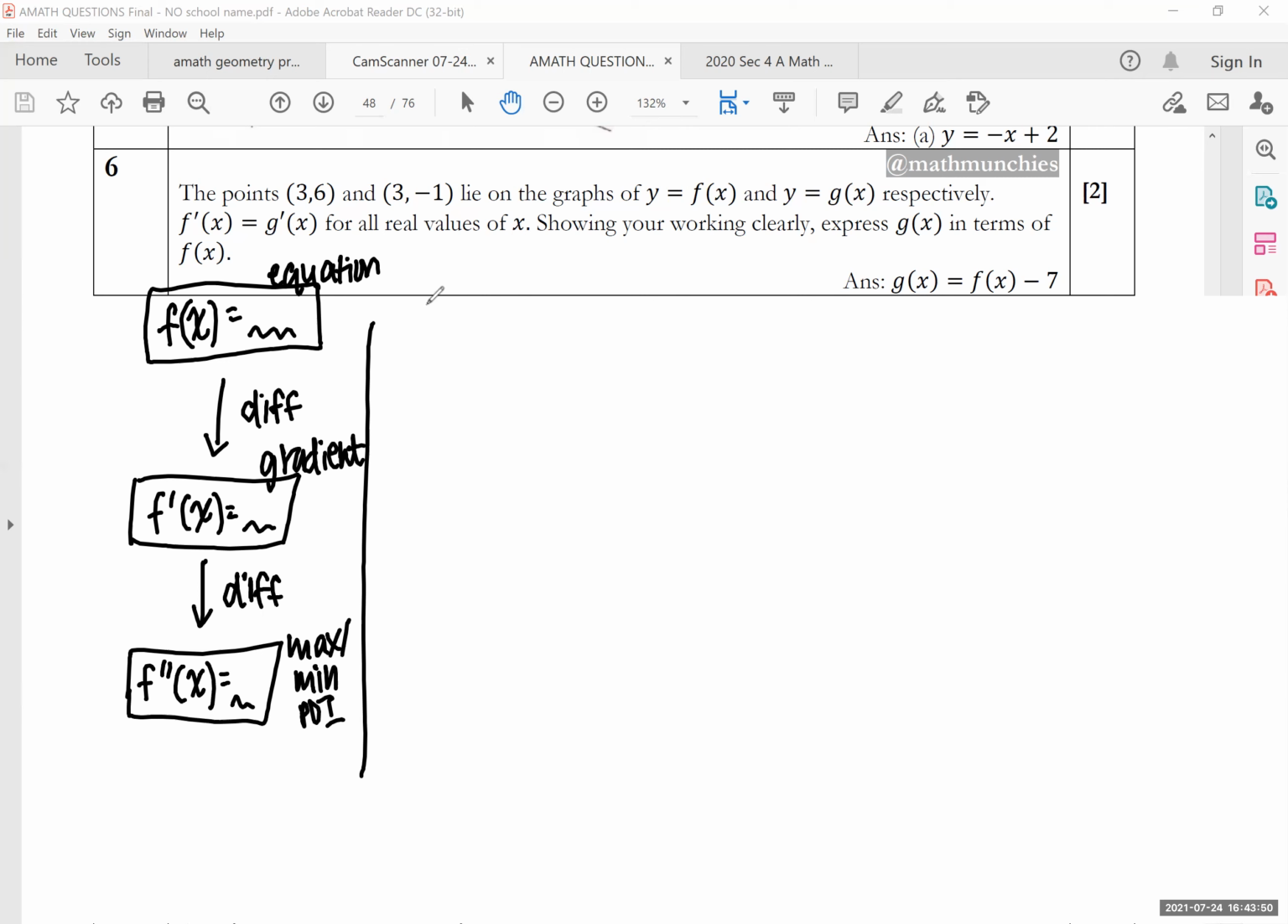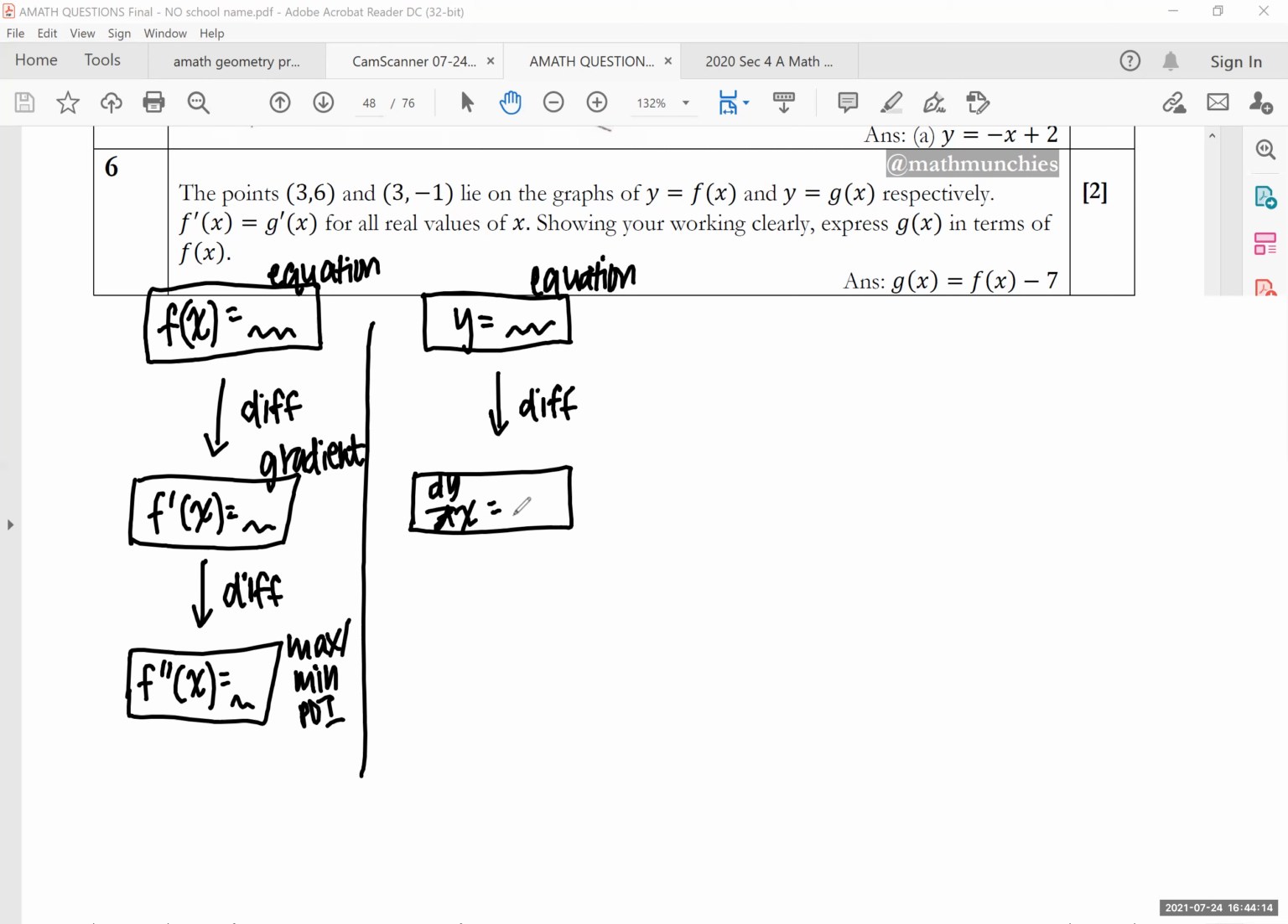Now, with the same concept, instead of f(x), what other thing can we also use? y. y is equal to blah blah blah. And this is the equation. And what do we do with the equation? You differentiate it. And what do you get? dy/dx equal to blah blah blah. And this is your gradient.